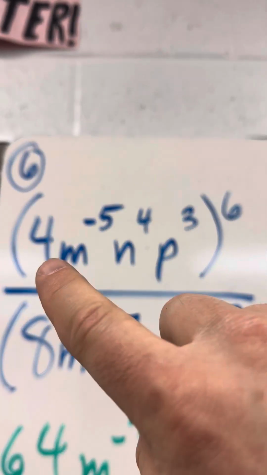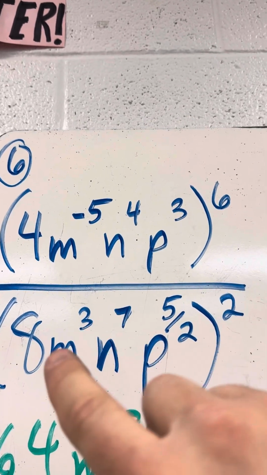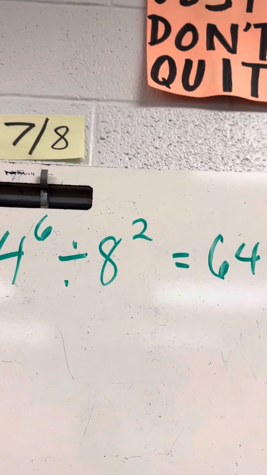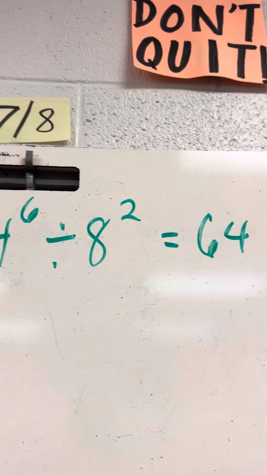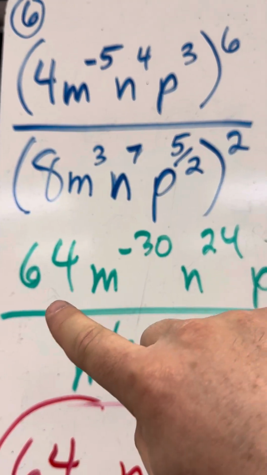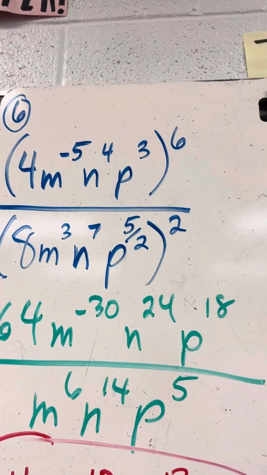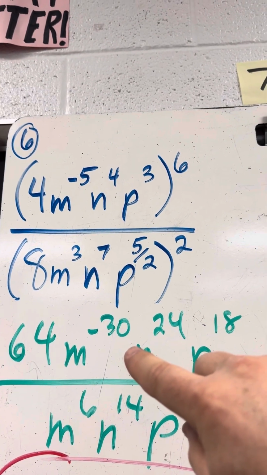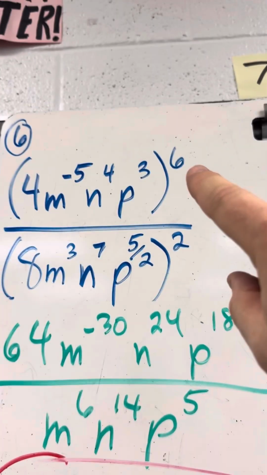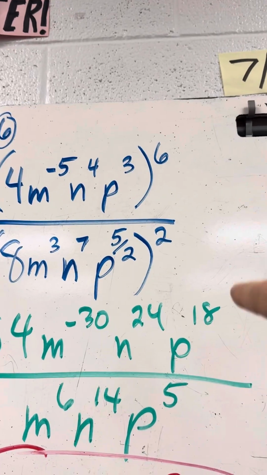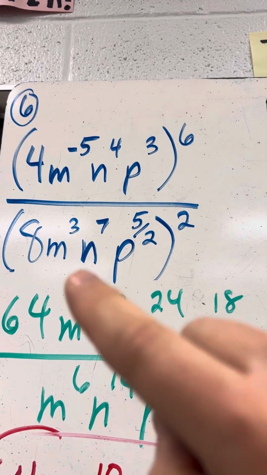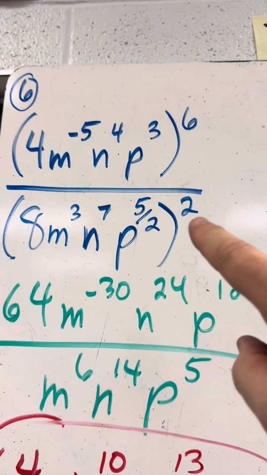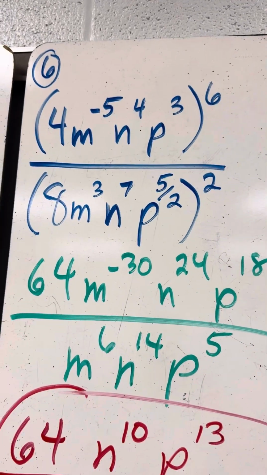Here, do 4 to the 6th power divided by 8 to the 2nd power. 4 to the 6th divided by 8 to the 2nd is 64. Okay, 64 stays on top. Negative 5 times 6 is negative 30. 4 times 6 is 24. 3 times 6 is 18. 3 times 2 is 6. 7 times 2 is 14. 5 over 2 times 2 is 5.